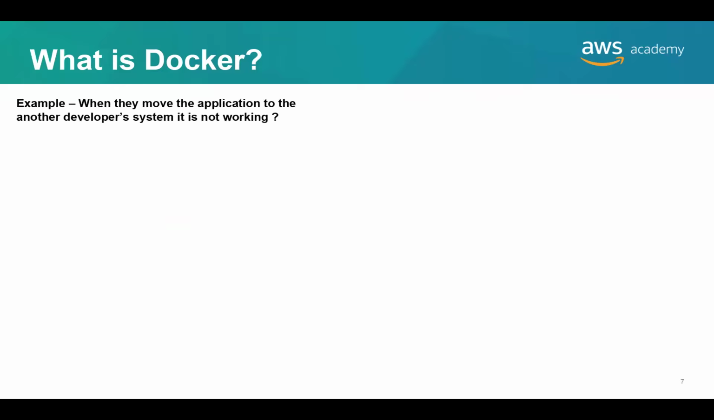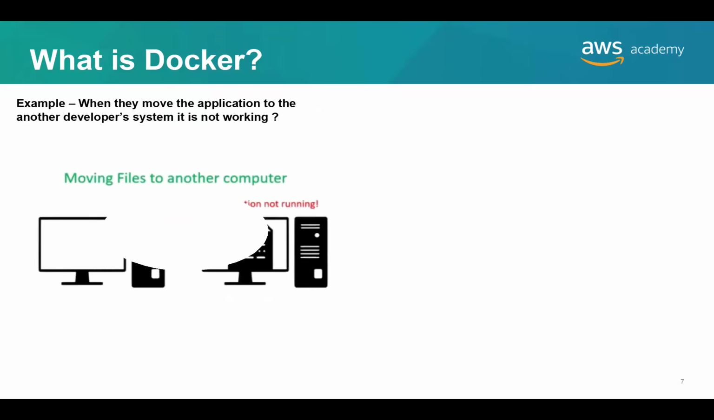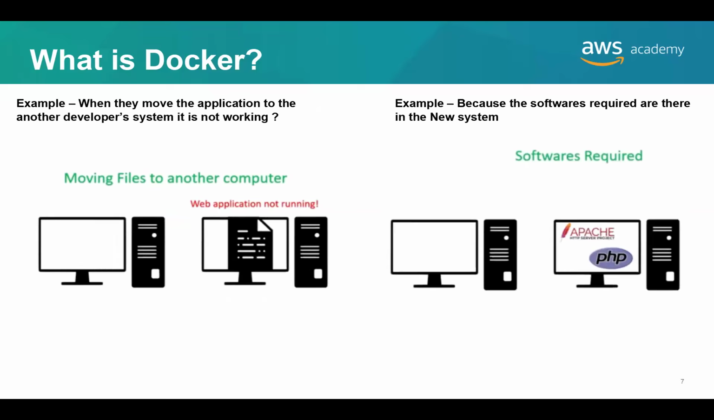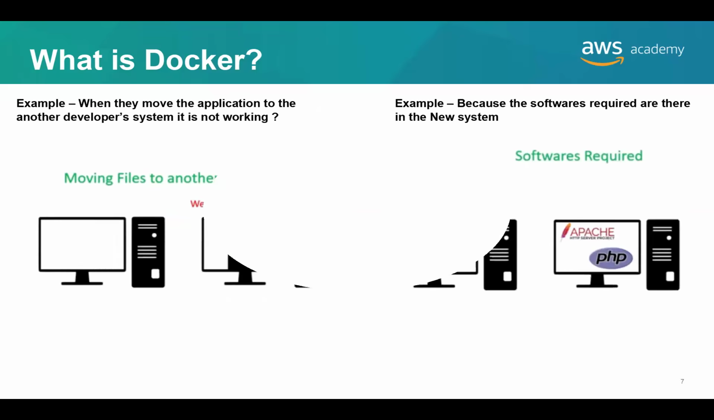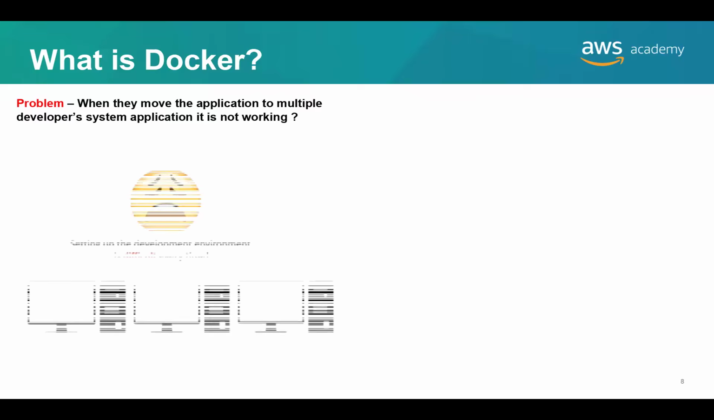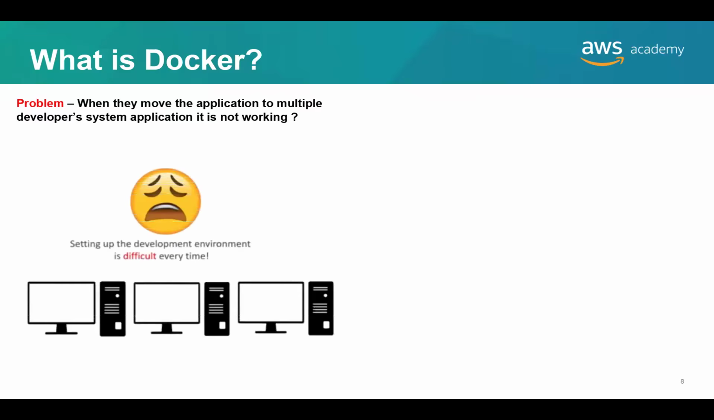So when they move this application to another developer's system, it is not working, because the software required is not in the new system. Now when they move the application to multiple developer systems, again it's not working because the software required to run that application is not there in the other systems. So here the Docker containers come in.